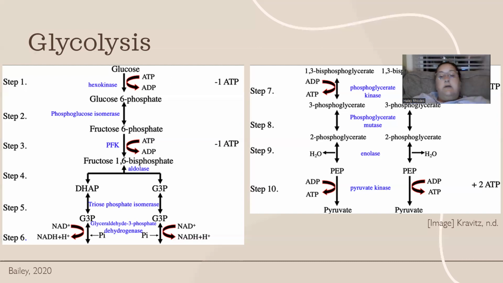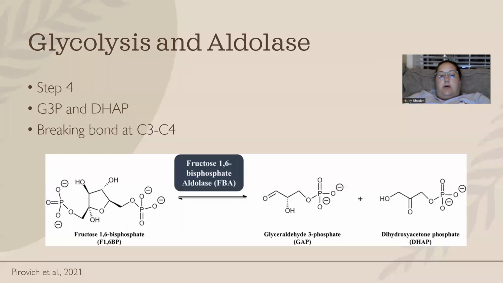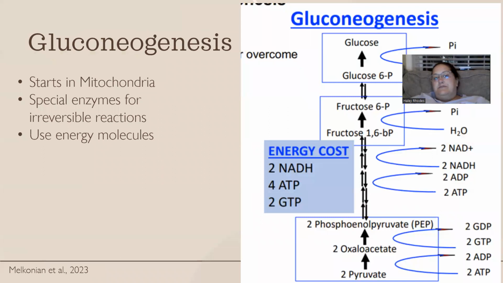So if you notice here, the arrow only points down, meaning that with gluconeogenesis, we're going to use a different enzyme here. So I'm going to go back to our gluconeogenesis slide. So now that we are here, in order for fructose 1,6-bisphosphate to revert back to fructose 6-phosphate, the enzyme fructose 1,6-bisphosphatase is needed.